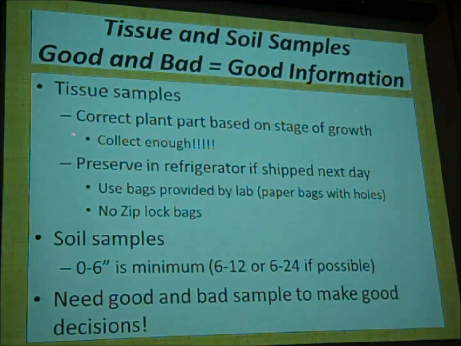So to wrap that up a little bit, good and bad tissue, good and bad soil, to figure it out. Make sure you give us the right plant part and enough of them. If you're not going to ship them to the lab right away, refrigerate them, that's fine. Soil sample, 0 to 6 is fine. If you can get a deeper sample, that's even better because it helps us to know more about the mobile nutrient status in the soil, like nitrogen, sulfur, chloride, things like that.